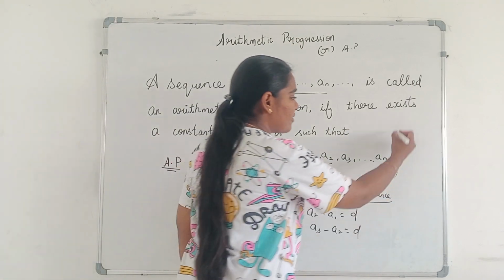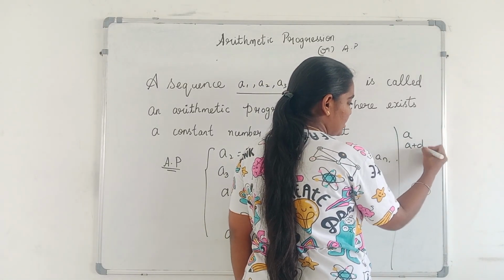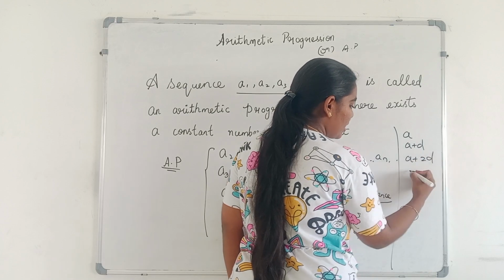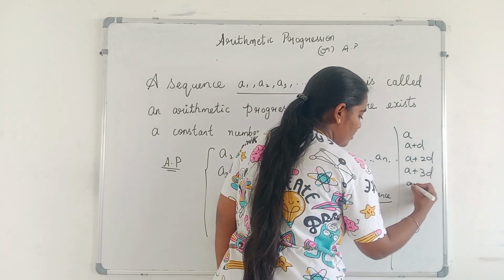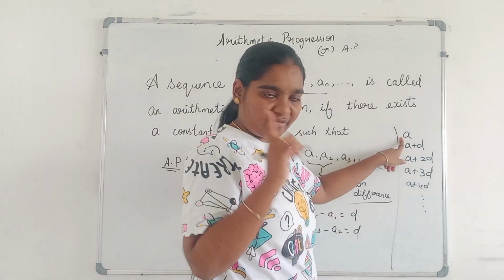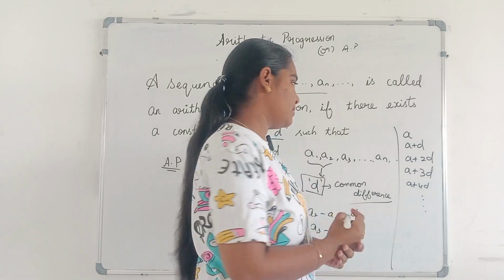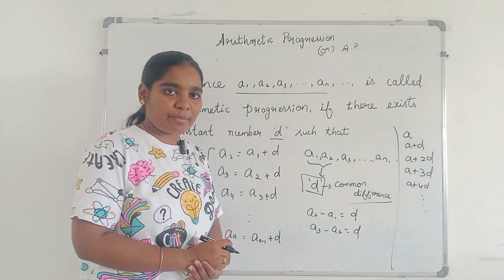Generally we can write an arithmetic progression as a, a plus d, a plus 2d, a plus 3d, and so on. Here a denotes the first term and d denotes the common difference. Now we can see some basic problems.